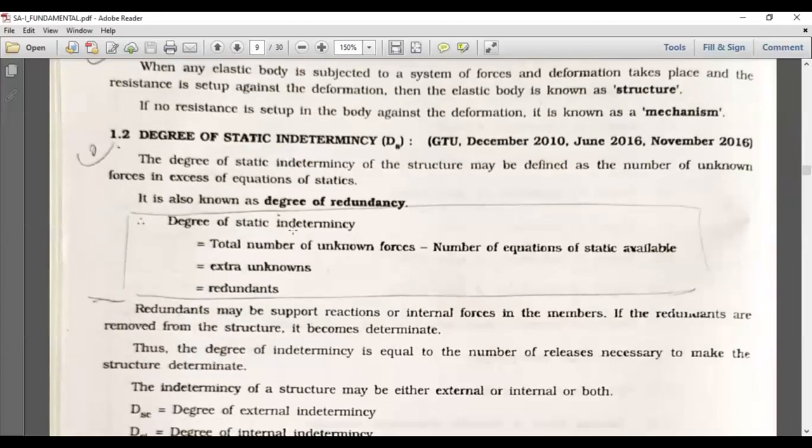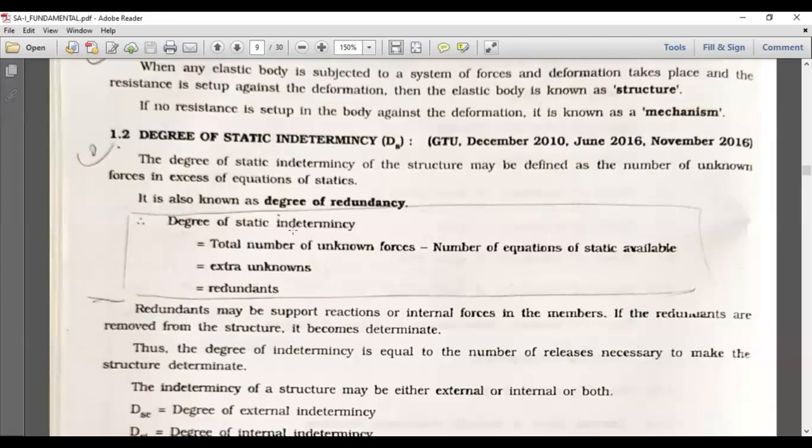Now, the main portion: degree of static indeterminacy. It is also known as Ds. The degree of static indeterminacy of the structure may be defined as the number of unknown forces in excess of equations of static. It is also known as degree of redundancy. That's why in the introduction of the chapter I used degree of redundancy in place of degree of static indeterminacy.